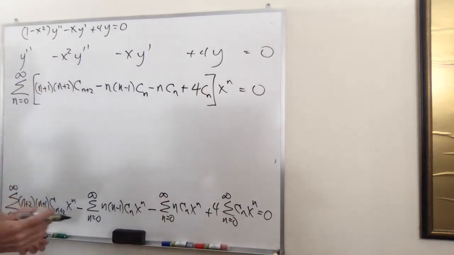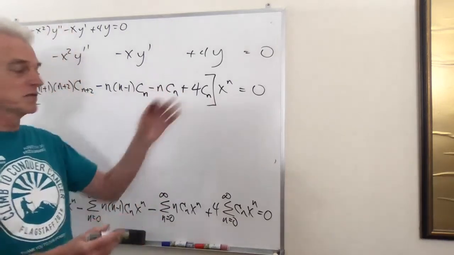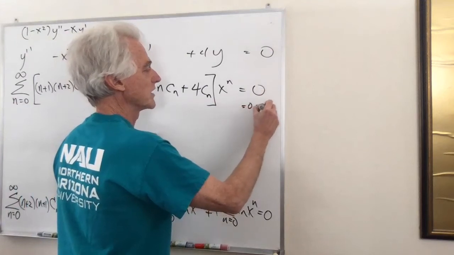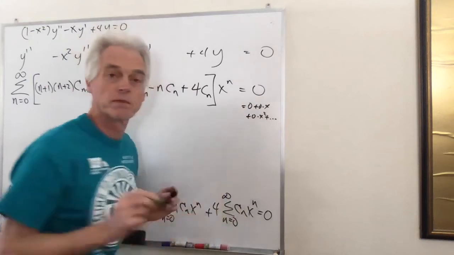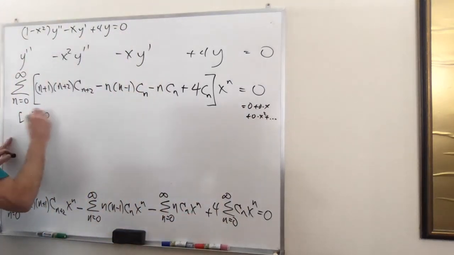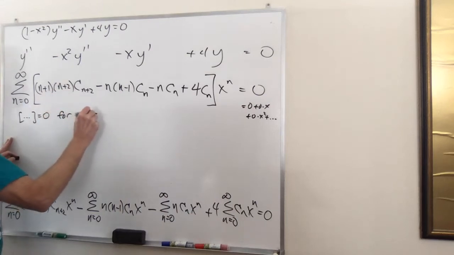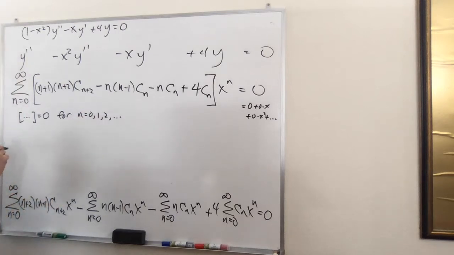So in order for this function to be 0, remember that 0 is really 0 plus 0 times x plus 0 times x squared plus dot dot dot, right? So I need to have this thing equal 0 for n is 0, for n is 1, for n is 2, etc. So let's write that and simplify it a bit.